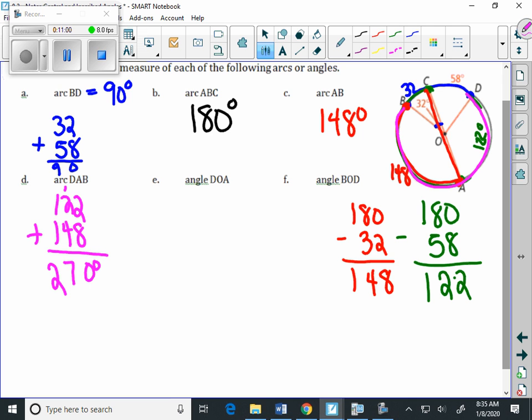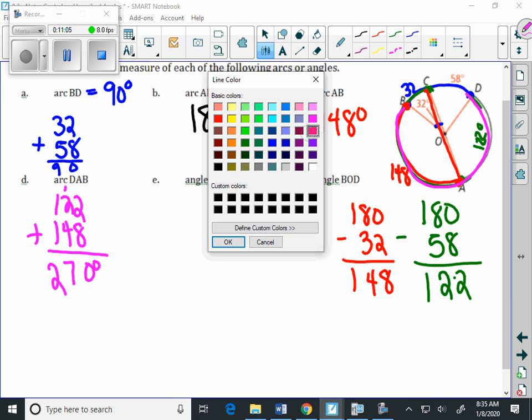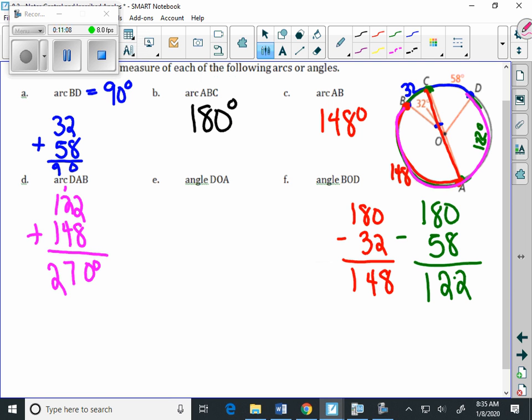Angle DOA, this time. We need to find a better color here. We'll try the pink. Angle DOA. There's our angle. But angle DOA is a central angle. And the measure of a central angle is the same as the measure of the intercepted arc. So we know that the intercepted arc is the 122 degrees, which means that the central angle here is also 122 degrees.